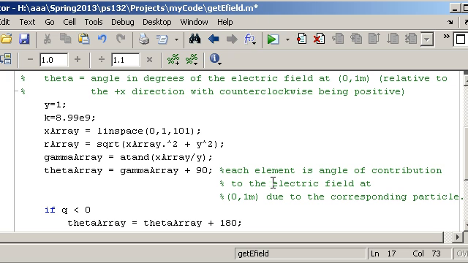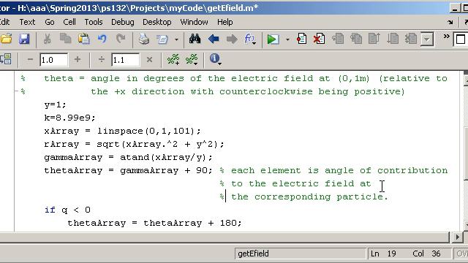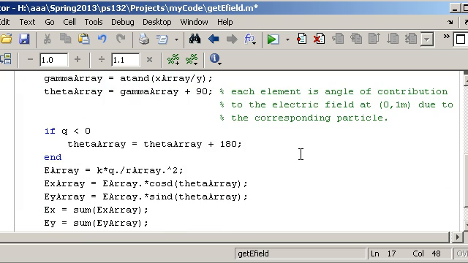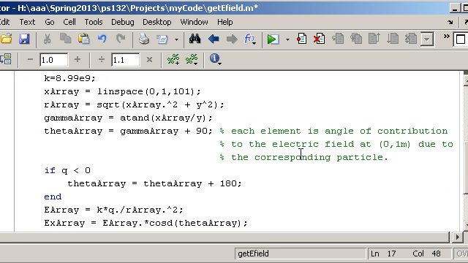So the contribution to the electric field due to a single particle is an electric field vector. But it's not the total electric field vector. All the individual electric field vectors, all the individual contributions add up to the total. So each element of this array is the angle of the contribution to the electric field due to the corresponding particle. So the first element of this array contains the angle of the electric field due to the first particle. Okay.